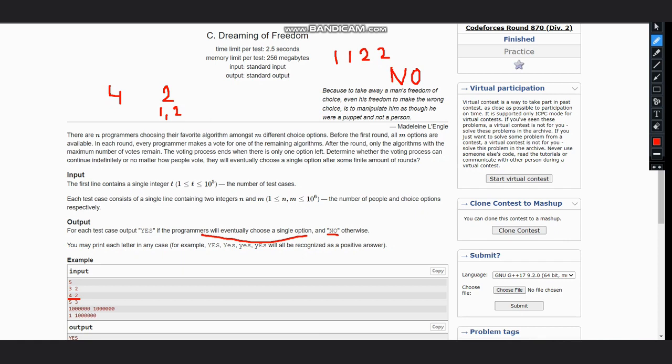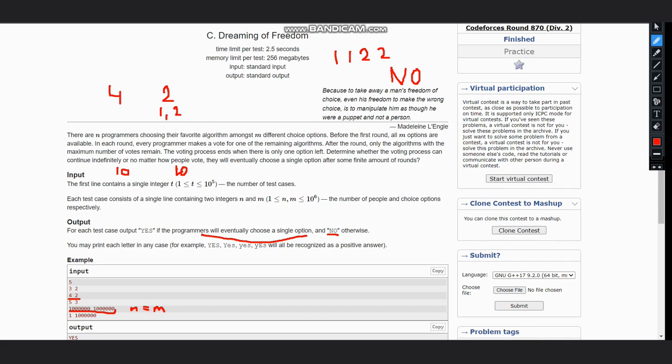Now looking at the next example, we can see that n is equal to m. In this case, we have 10 lakh programmers; I am writing it as 10 for simplification, and we also have 10 different choices. Now if the number of programmers and the choices are equal, each programmer will vote for one of the options, and since each option can receive at most one vote, it's possible that each option will receive one vote. In that case, all options will have the same number of votes, so all options remain in the next round.